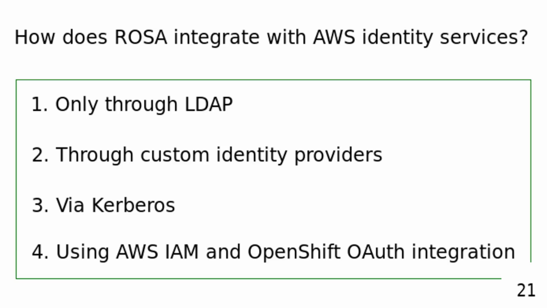How does ROSA integrate with AWS identity services? Only through LDAP. Through custom identity providers. Via Kerberos. Using AWS IAM and OpenShift OAuth integration.